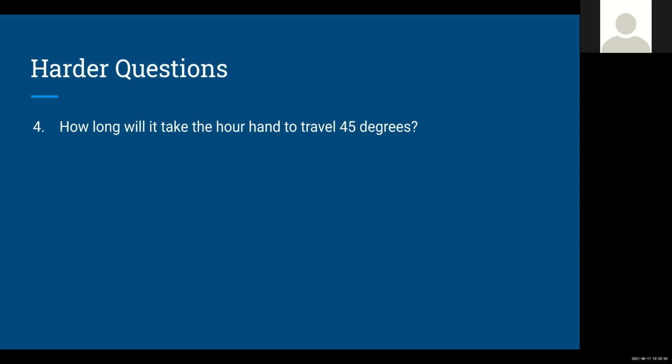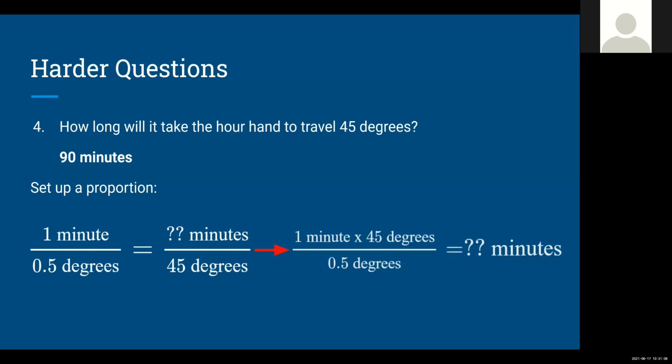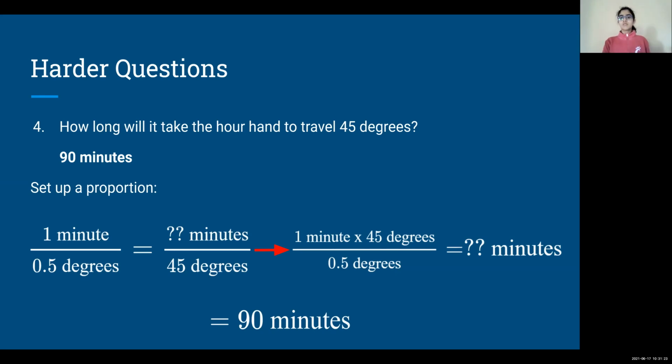All right, so we're gonna go over the solution for this. You have to use proportions for this. So 1 minute over 0.5 degrees will equal how many minutes over 45 degrees? 45 divided by 0.5 is 90. So then we're just going to do 90 times 1. So it's going to be 90 minutes for the hour hand to travel 45 degrees.